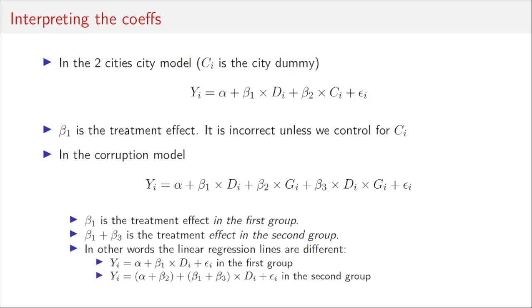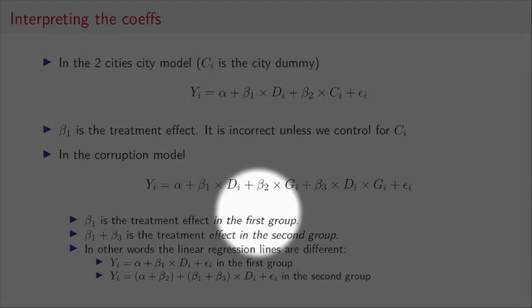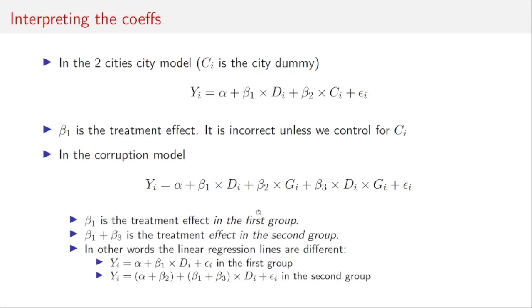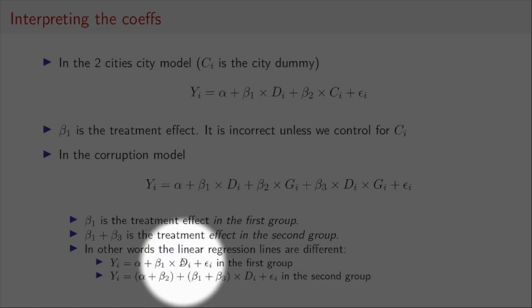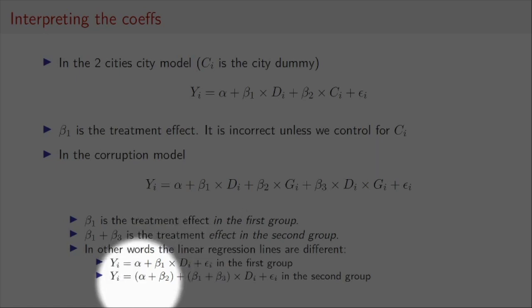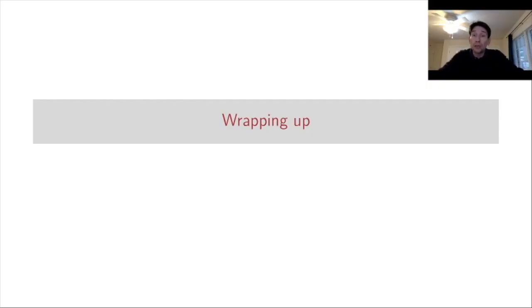And in this case, the interpretation is different. Beta 1 is not the overall treatment effect. It is the treatment effect in the first group only. If we want the treatment effect in the second group, we need to add beta 1 plus beta 3. In other words, in this case, we are actually estimating 2 regression lines, one for the first group, alpha plus beta 1 times d, and one for the second group, alpha plus beta 2 plus beta 1 plus beta 3 times d.